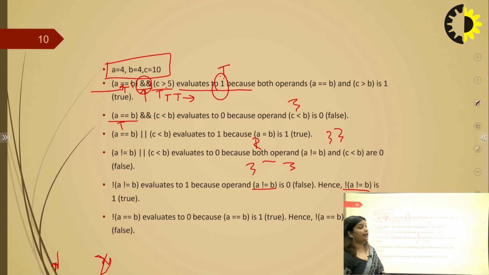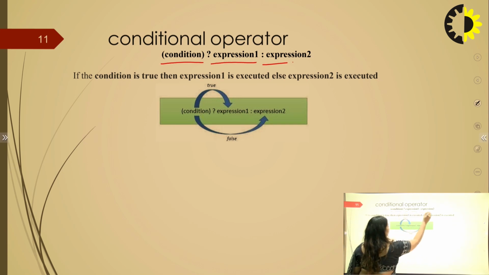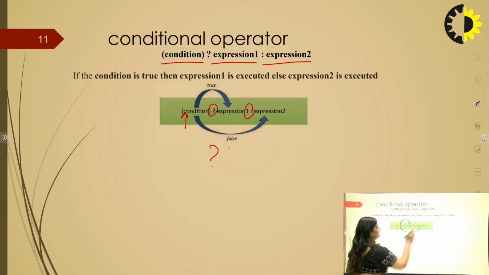The next operator, and a very important operator, is the ternary operator. That is also considered as the conditional operator, and we have to take care about its syntax. The syntax is condition, expression 1, expression 2. This is the flow of the operator. We write the condition here, and the question mark and the colon come under the syntax, right? If the condition is true, the first expression will execute, and for false, the second expression will execute.